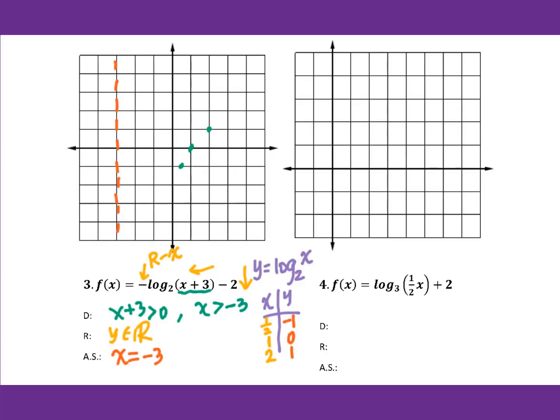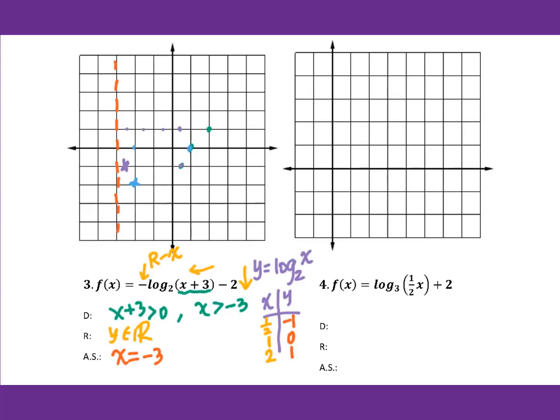Therefore, for this point, I will reflect across x-axis. It is here. Then you move to the left 3. 1, 2, 3. Go down 2. 1, 2. Go here. For this point, you reflect across x-axis, still here. Then move to the left 3. Go here. Go down 2. 1, 2. Go to this point.